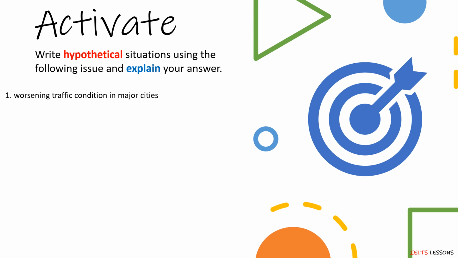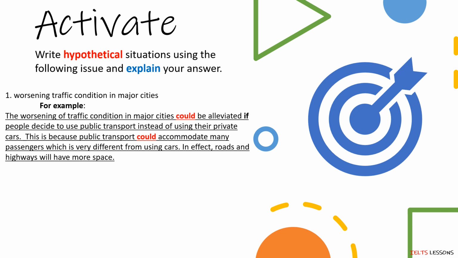In this part also, I want you to master using the hypothetical situations using the following issues, and I want you to explain your answer. For example here, worsening traffic condition in major cities. The example sentence here is, the worsening of traffic condition in major cities could be alleviated if people decide to use public transport instead of using their private cars. This is because public transport could accommodate many passengers, which is very different from using cars. In effect, roads and highways will have more space.